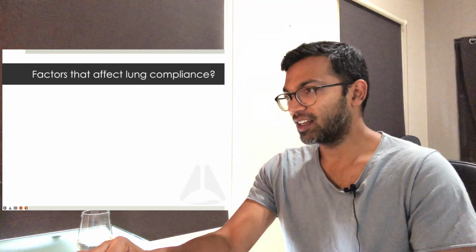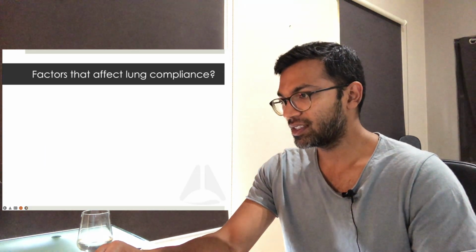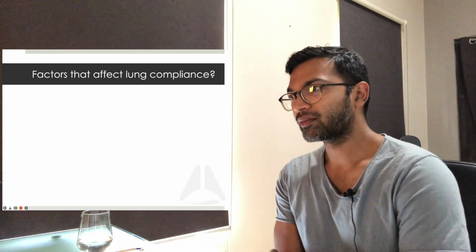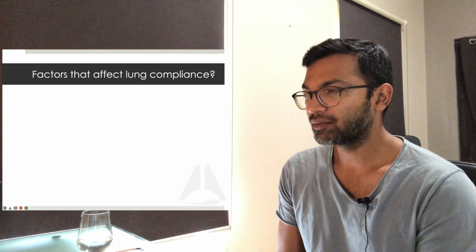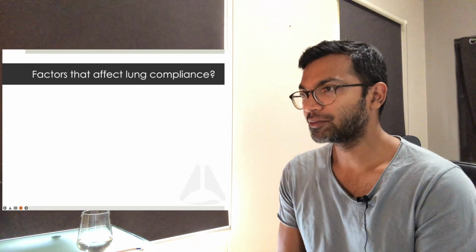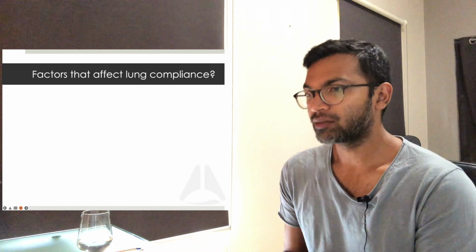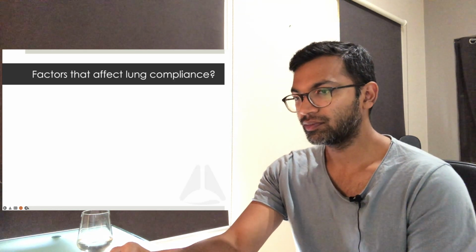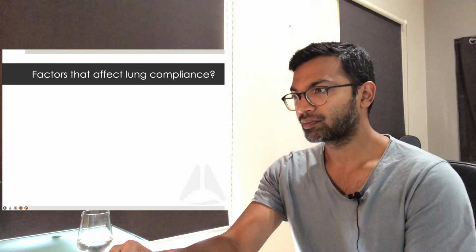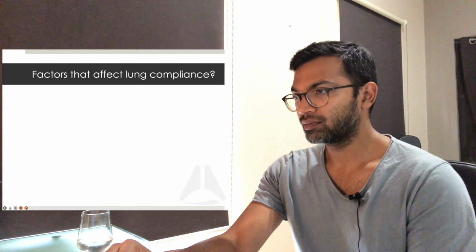Factors that affect lung compliance. So yeah, take 30 seconds. So I divided it up into static and dynamic. For static, I said elastic factors, surface tension, and lung volume factors. And then for dynamic, I said time-dependent behaviors of the lung, as well as all the static factors.